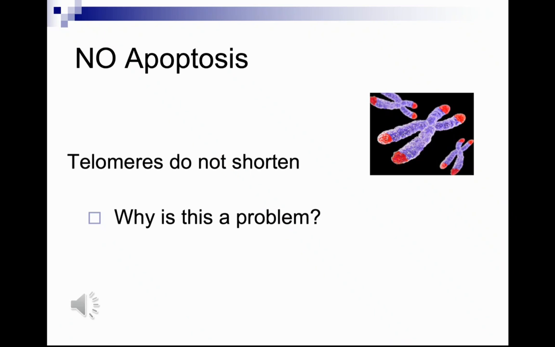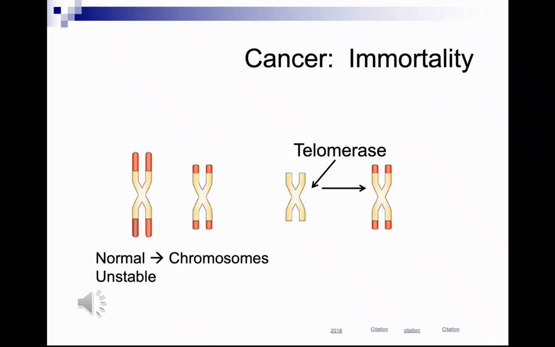Malignant cells do not undergo apoptosis, and the telomeres don't shorten. Why is this a problem? Because in normal cells, every time they divide, the telomeres get shortened until eventually the chromosomes unravel and the cell dies. Cancer cells have immortality. The telomeres don't shorten. The chromosomes never become unstable. And the cancer cell potentially could live indefinitely at the expense of the host.